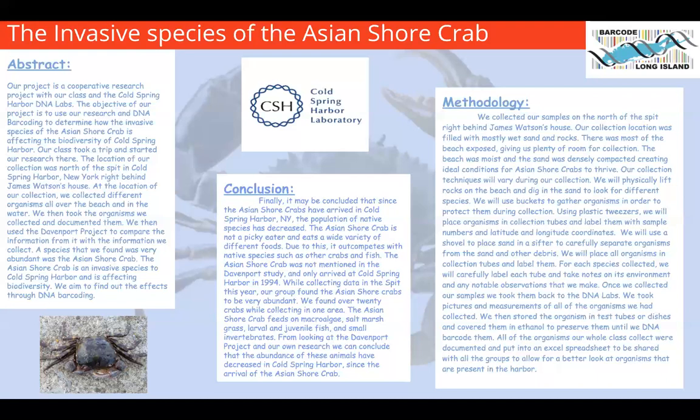The Asian shore crab feeds on microalgae, salt marsh grass, larval and juvenile fish, and small invertebrates. From looking at the Davenport project and our own research, we can conclude that the abundance of these animals has decreased in Cold Spring Harbor since the arrival of the Asian shore crab.